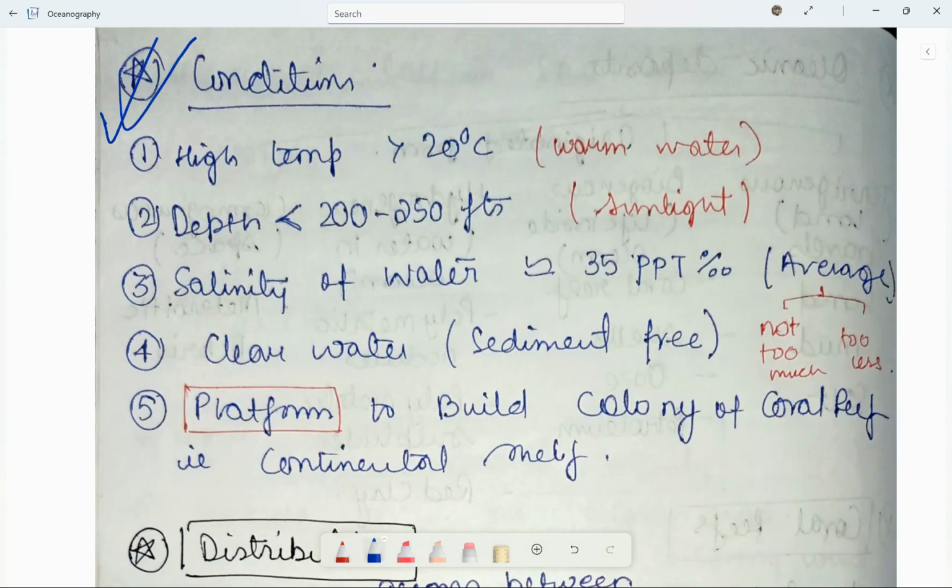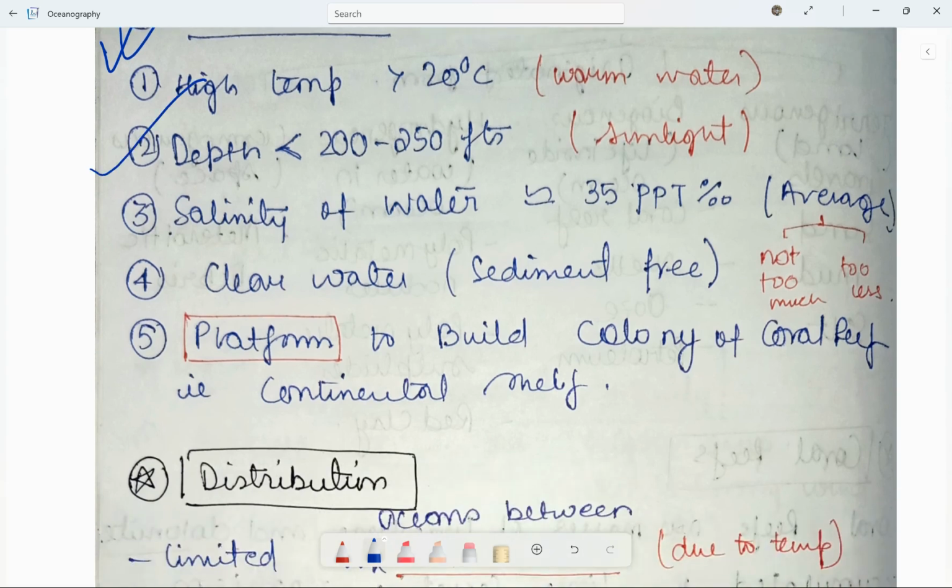क्या कंडीशंस हैं जिसमें कोरल रीफ्स एग्जिस्ट करेंगे? पहला कंडीशन इज that there should be a temperature which is more than 20 degree Celsius. अगर टेम्परेचर बहुत कम होगा, they will not be able to survive. Depth should be less than 20 to 50 feet, so that they receive the adequate amount of sunlight which is required for their survival.